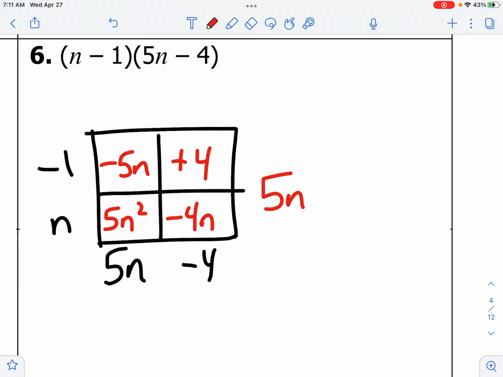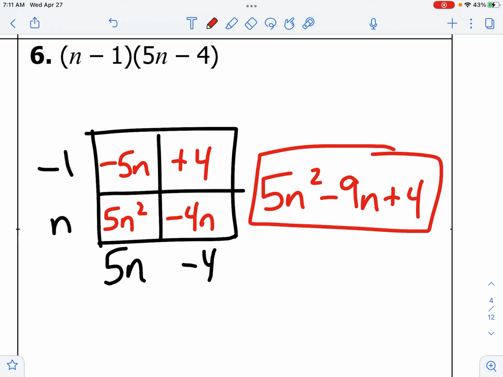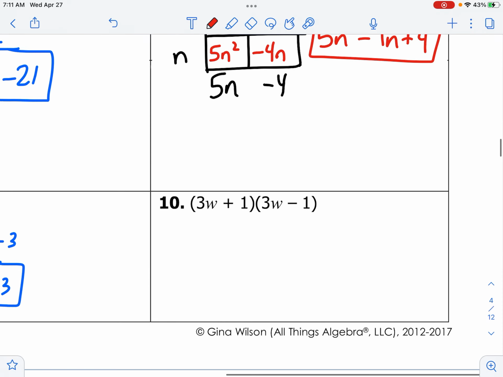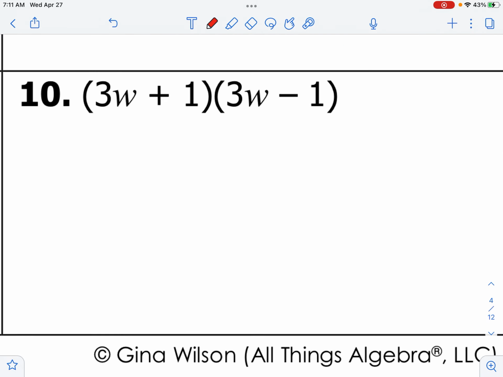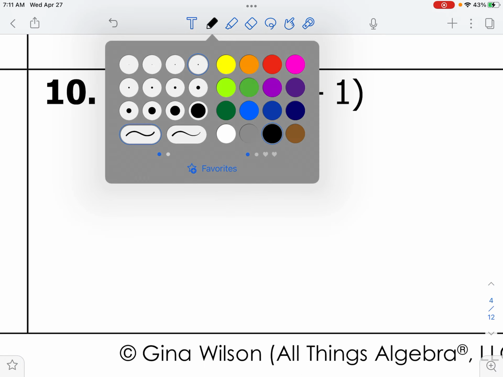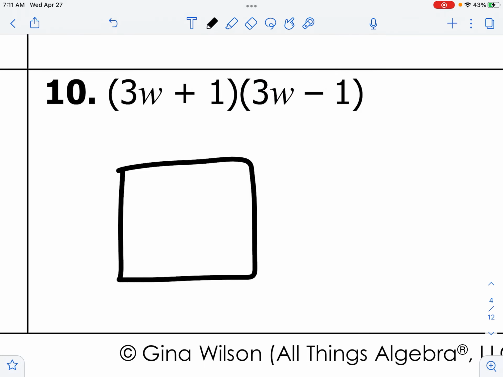So 5n squared minus 9n plus 4. There you go. Not too bad, not too bad. All right, here we go. Last one, another rectangle.